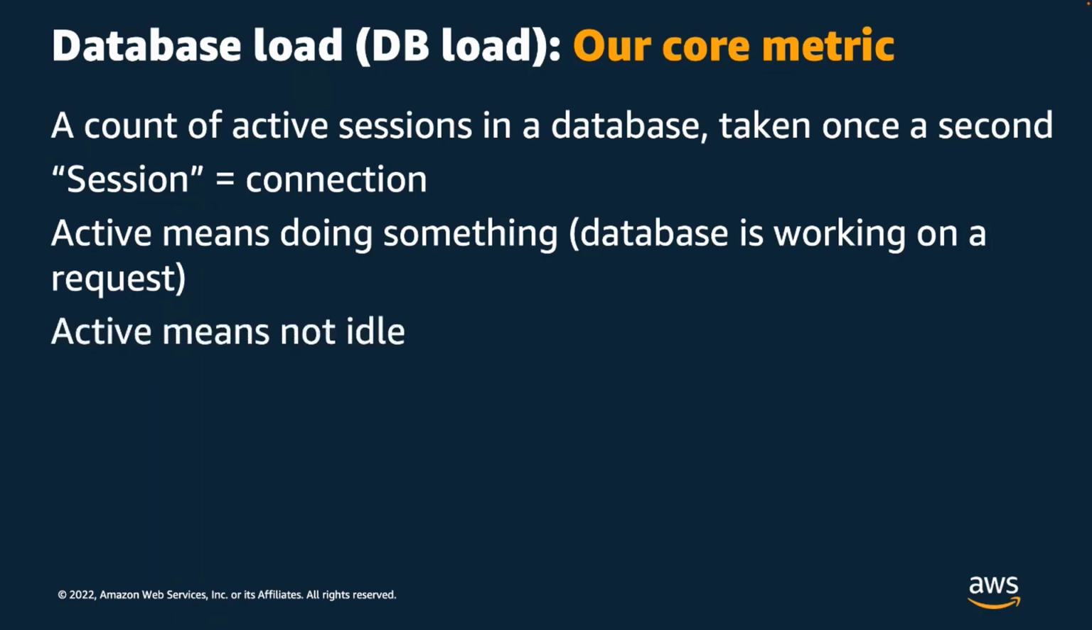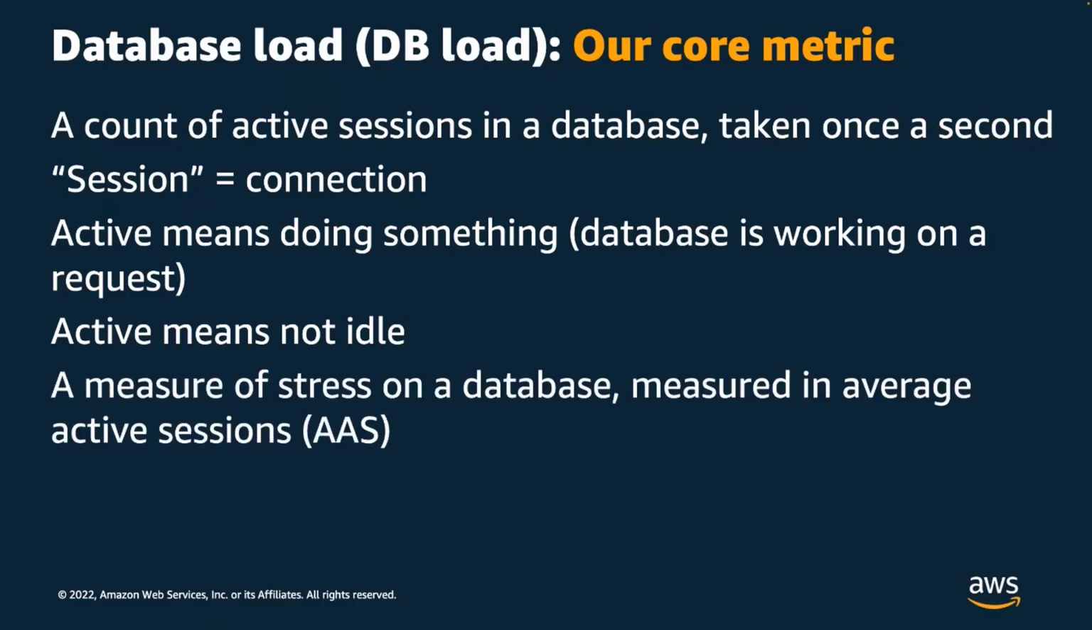So that means we are counting sessions that are not idle, but instead active in a call. Now, it turns out, especially if you average this count over 1 minute, 5 minute, 15 minute, or 1 hour intervals, this gives us a very accurate measure of how stressed our database is. In Performance Insights, we usually show this metric in period averages. So because we are averaging the metric over periods of time, the unit of measure we use for database load is called average active sessions, or AAS in short.